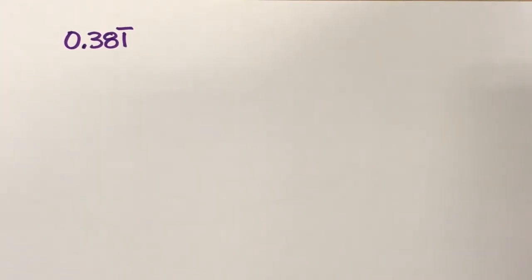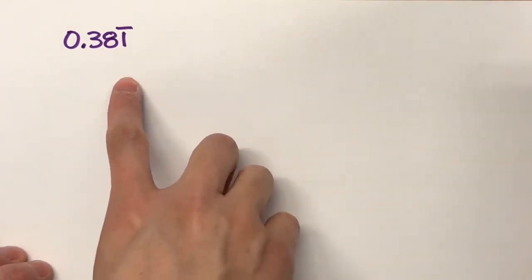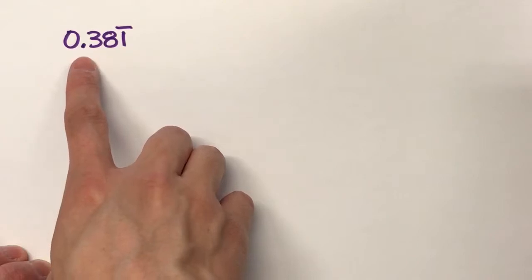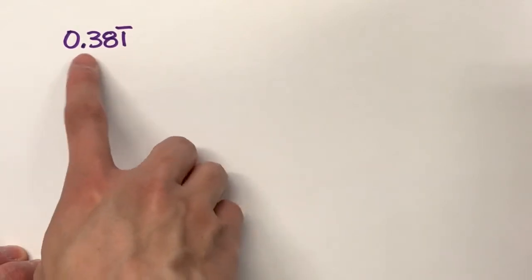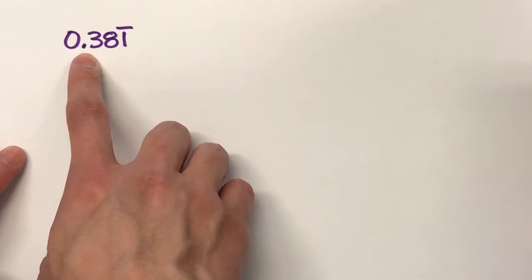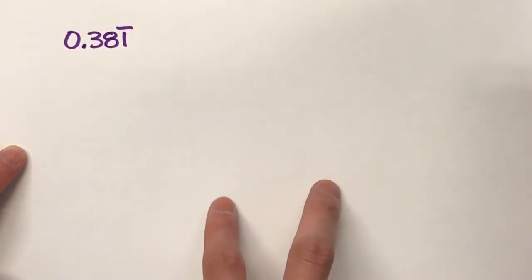So today we continued changing repeating decimals to fractions, but we had a slightly different situation. Notice in this decimal, the 1 repeats, but both the 3 and the 8 do not. So today, unlike yesterday, we're going to have to shift that decimal over 2 places.